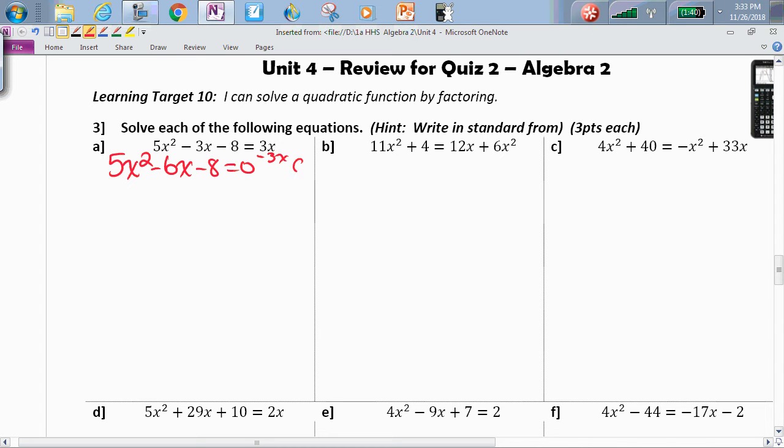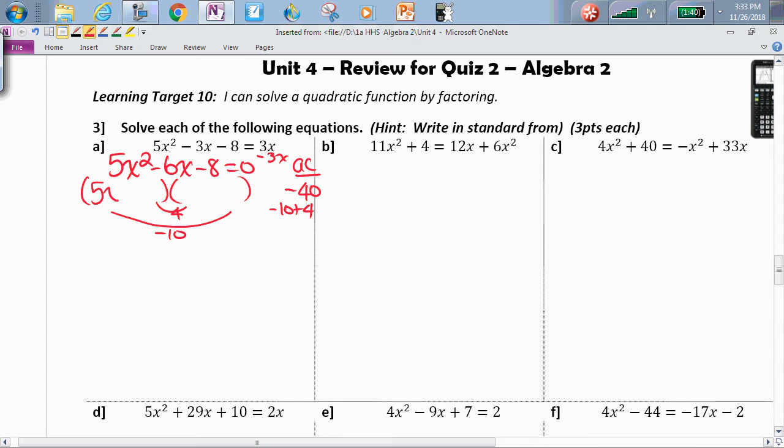We can't take anything out here, so we've got to find our AC. AC is negative 40. Two numbers that add to make negative 6 are going to be negative 10 and positive 4. So we want to write out our 2 sets of parentheses. Now I'll write this to be negative 10 and that to be 4.